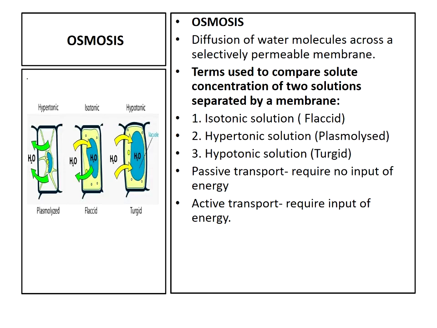Third one is the hypotonic solution. In this, the solution has a lower solute concentration than the other solution, and here the movement of water takes place towards the cell, and it leads to the turgid condition.